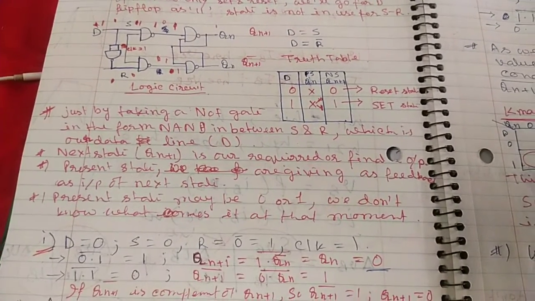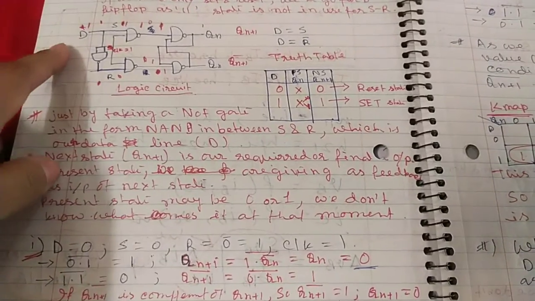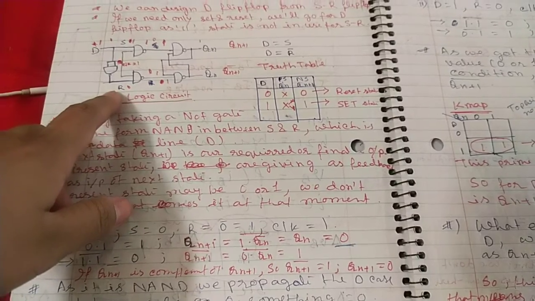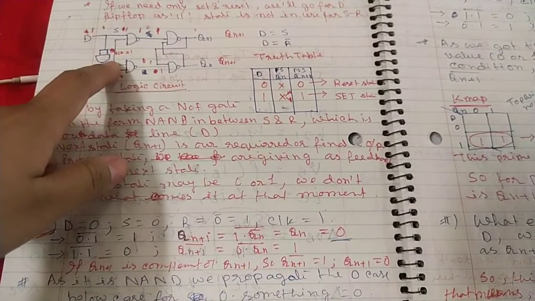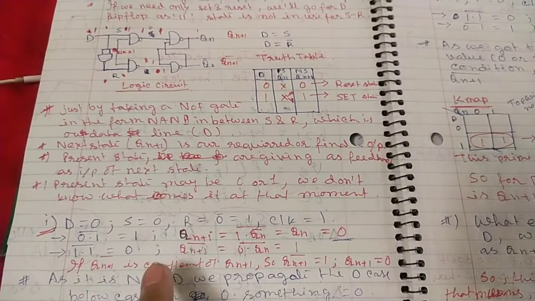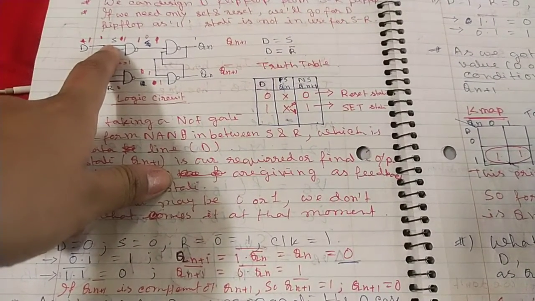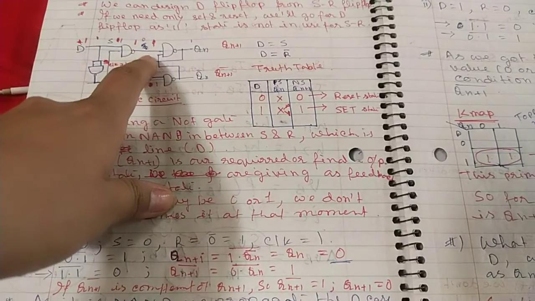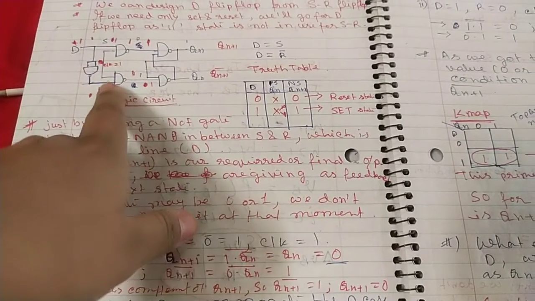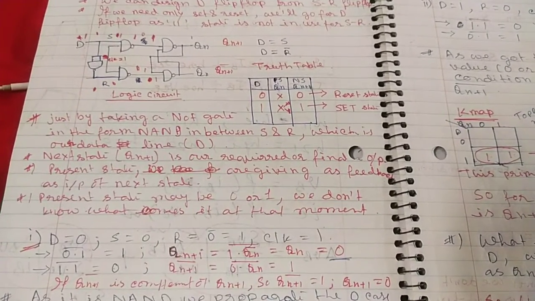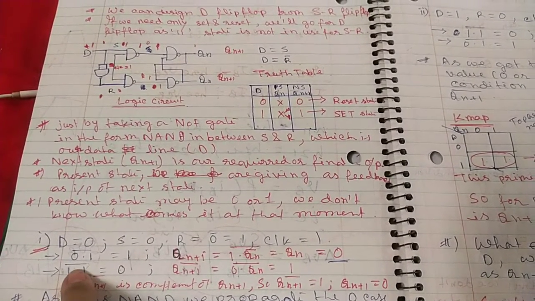Okay, now we are taking D equal to 0. When D equal to 0, then S equal to 0 and R equal to 1, as 0 bar is equal to 1, and clock is always 1 because to trigger our flip flop, clock is always high. So here S equal to 0, 0 into 1 is 0, and 0 bar is 1. Here it is 1 and here it is 0, and R value is 1.